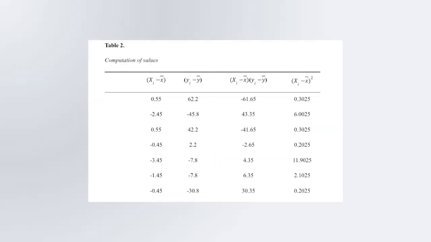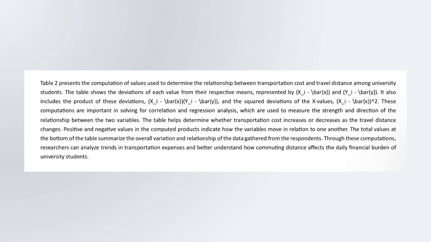So in table 2, these are the computation values of table 1. Let me count this: 1, 2, 3, 4, 5, 6, 7, 8, 9, 10, 11, 12, 13, 14, 15, 16, 17, 18, 19, 20. So 20 computation values. Table 2 presents the computation of values used to determine the relationship between transportation costs and travel distance among university students.